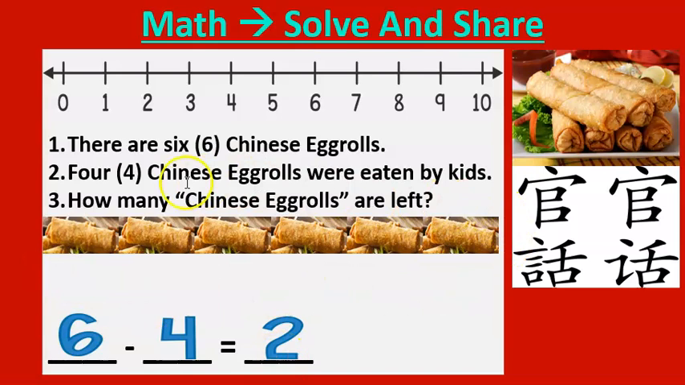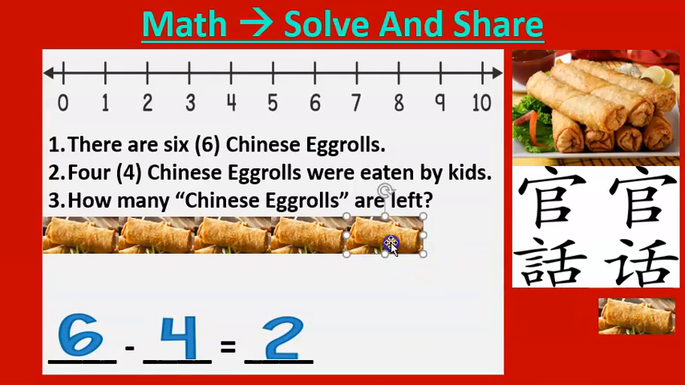Now look at these pictures here, okay? We have some egg rolls here. There's 6 egg rolls here. 1, 2, 3, 4, 5, 6. That represents this first number. Now, 4 of them got eaten, okay? So watch Mr. Begay. I'm going to take 4 out of here.